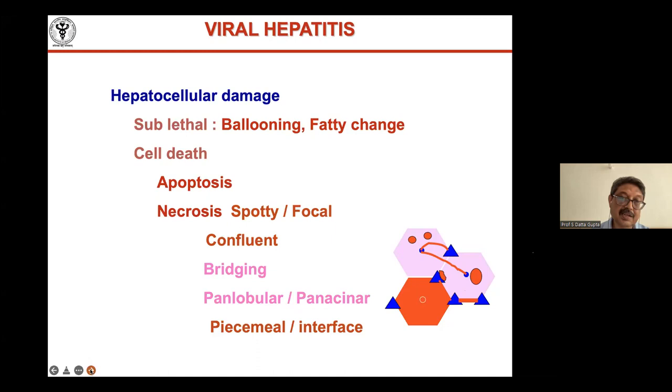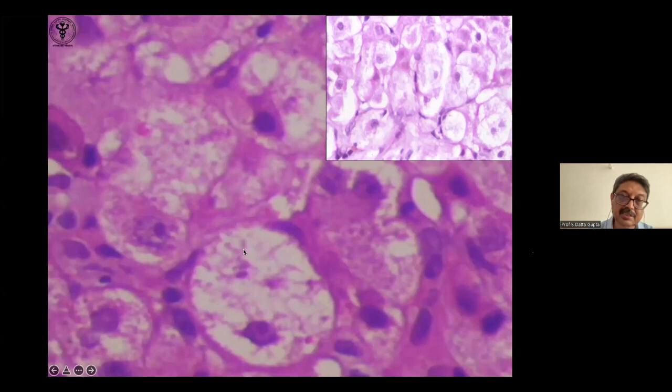Let us go. This is ballooning degeneration. In ballooning degeneration, the sodium potassium pump is affected, like in most injuries. So there's a lot of fluid inside, the cell becomes large, and the sinusoids get compressed. In fact, a lot of ballooning degeneration can compress the canaliculi and cause some amount of canalicular cholestasis and account for some of the jaundice that you get in acute hepatitis.